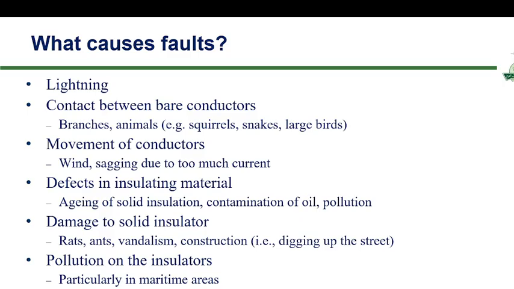Additionally, conductor movement caused by wind or excessive sagging due to high current levels can also lead to faults in the system. Material-related issues also play significant roles in causing faults: defects in insulating materials, aging of solid insulation, contamination of insulating oil, and environmental pollution can also gradually weaken system reliability and cause faults.